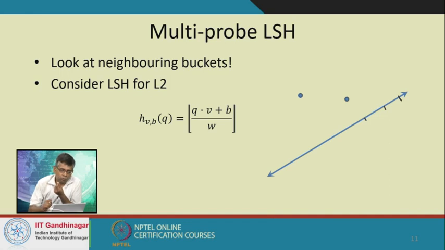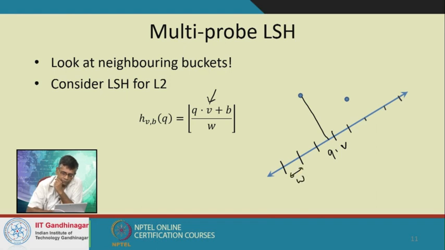Let us look at this in the very specific case when we are building an LSH table for L2. Remember what we were doing there? We were taking a random line, this is the line V. This is the query point. First we project Q onto V, so this is Q dot V, and then we bucketize them in buckets of size W and apply a random shift, that is drawn uniformly from 0 to W. So the hash value of Q is this ID, the ID of this bucket.